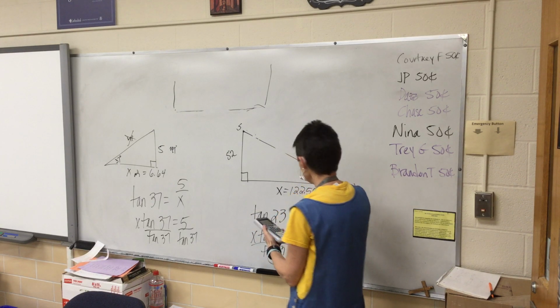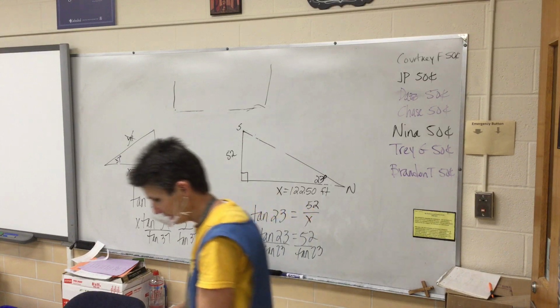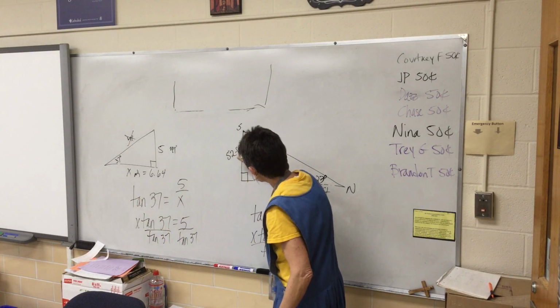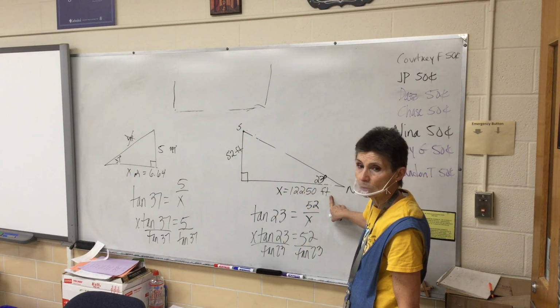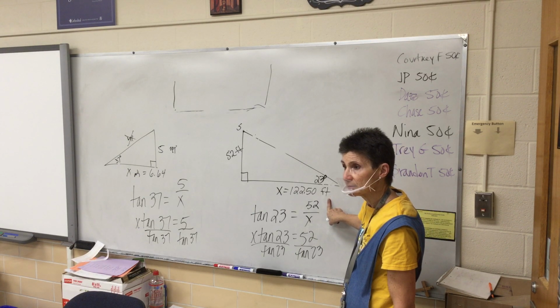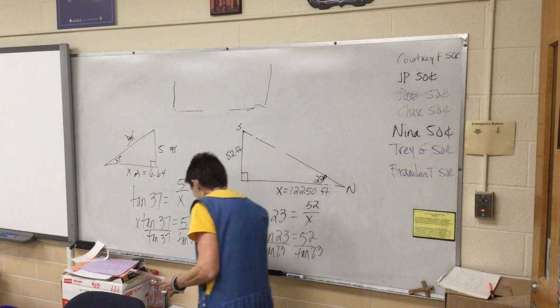122.50 feet. Now this is a word problem, so we've got to put units on it. And since this was 52 feet, this is going to be feet. 122.50 feet. That's not bad. Let's practice another one.